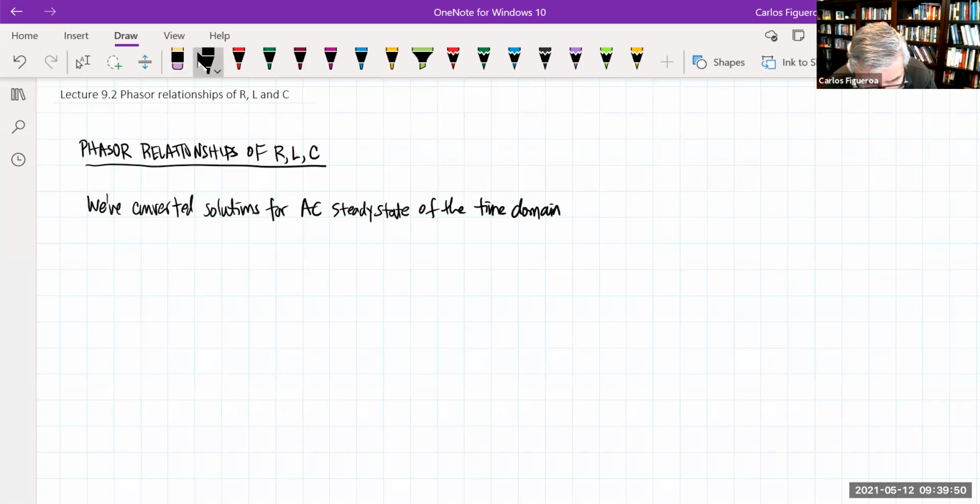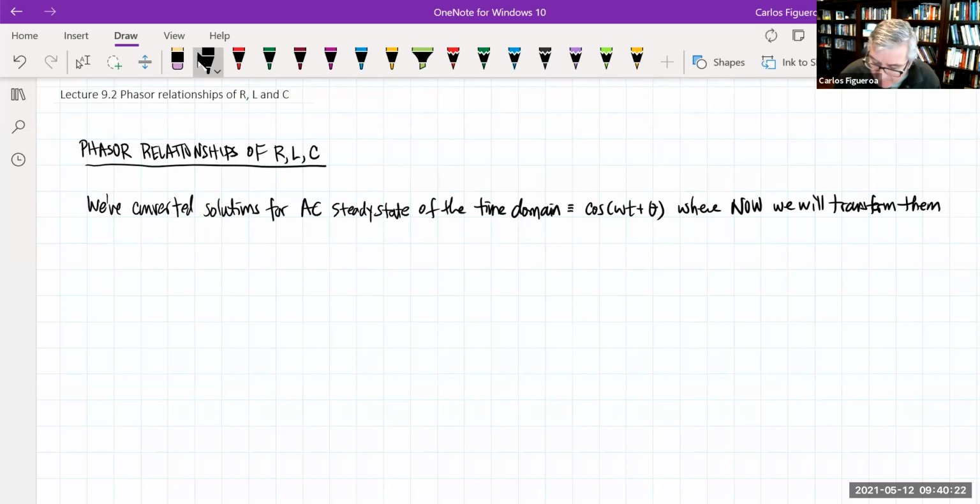When I'm thinking about the time domain, that means I'm going to get a cosine of omega t plus theta. Now we will transform them, or it's probably more appropriate to say transform them to the frequency domain.